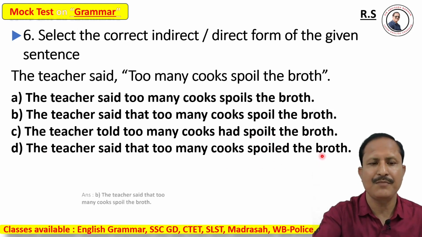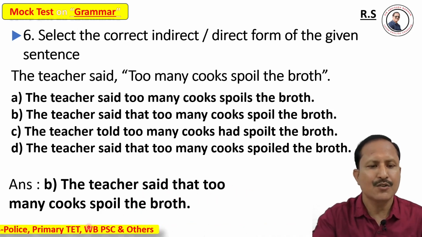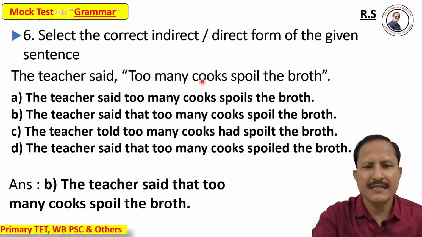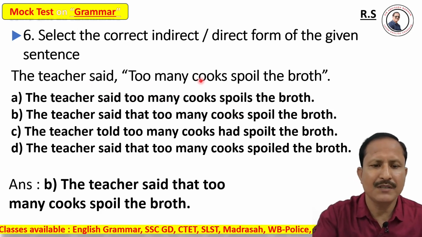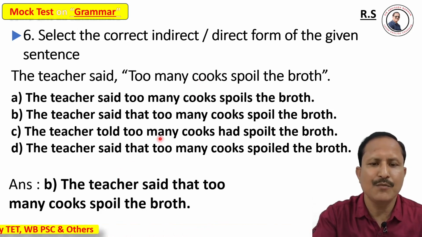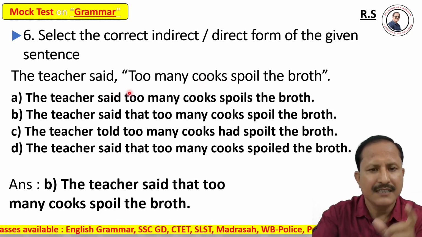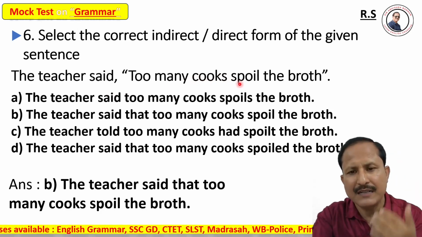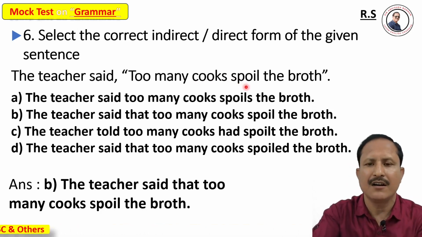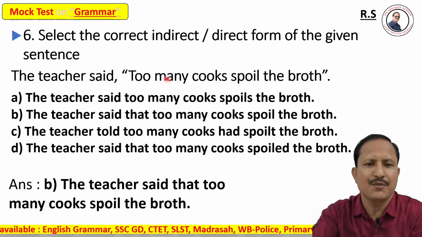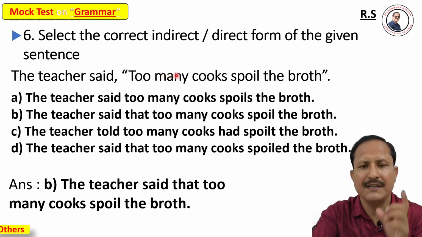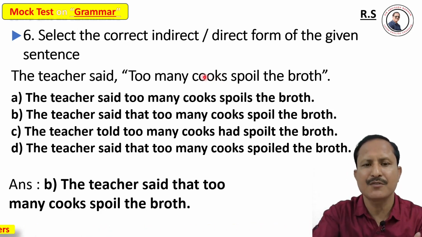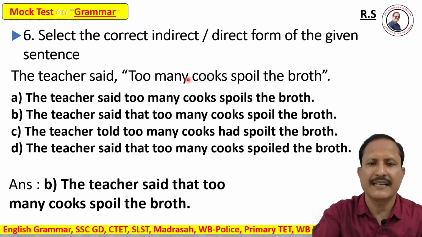The right answer should be option B, the teacher said that too many cooks spoil the broth. This is present indefinite tense, and by the general rule it should be transformed into past indefinite. But here, too many cooks spoil the broth is a normal, traditional, universal or habitual statement. As we know, if the indirect speech is a habitual truth, factual truth, or universal truth, then the tense will remain the same.